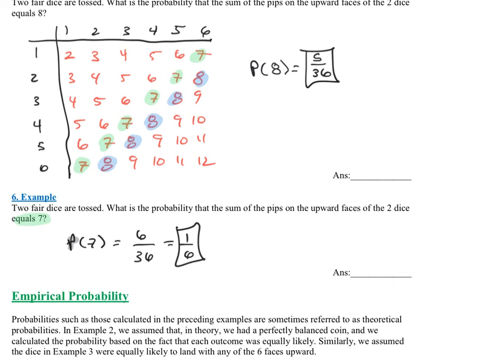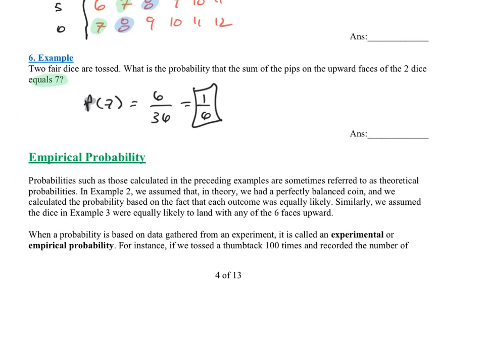Again, what we have been dealing with is theoretical probability. What should happen? To do theoretical probability, you always do what you want over the total possible. Now we're moving on to empirical probability. Again, when I think of empirical probability, I think of an experiment. I don't think of what should happen, I think of what did happen.